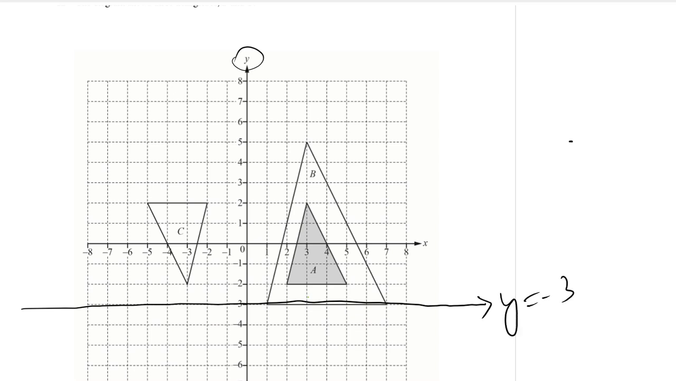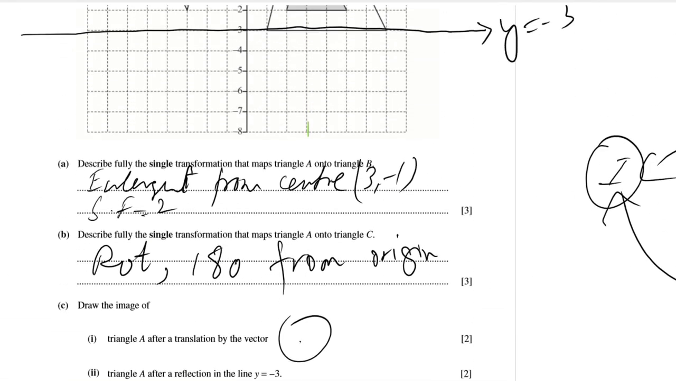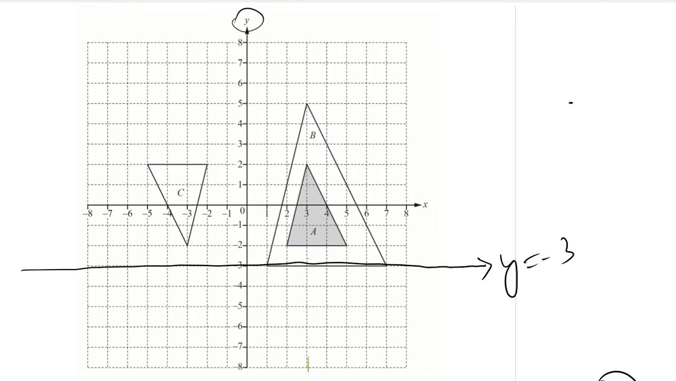Okay, reflection of triangle A. So you can see the triangle A is one box above the line. We will move one box below the line and you can draw the triangle very easily. 1, 2, 3, 4, 5. 1, 2, 3, 4, 5. This should be your reflection of the triangle A.